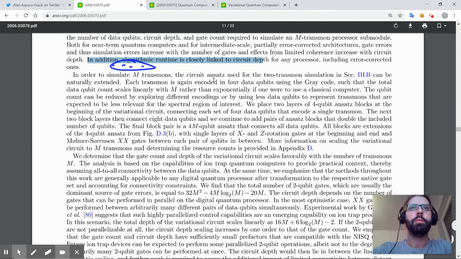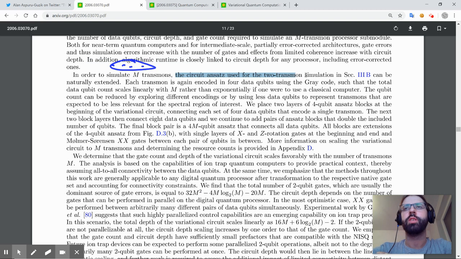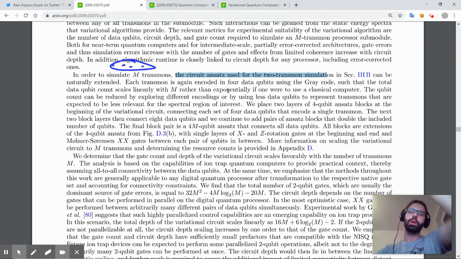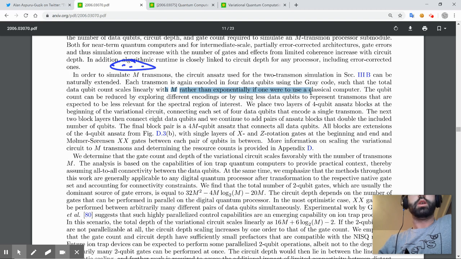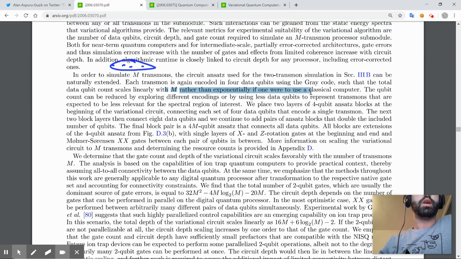Okay, so in order to simulate M transmons, the circuit ansatz used for the two-transmon simulation in section 3b can be naturally extended. Each transmon is again encoded in 4 data qubits using the gray code, such that the total data qubit count scales linearly with M rather than exponentially if one were to use a classical computer. The qubit count can be reduced by exploring different encodings or by using fewer data qubits to represent transmons that are expected to be less relevant for the spectral region of interest.